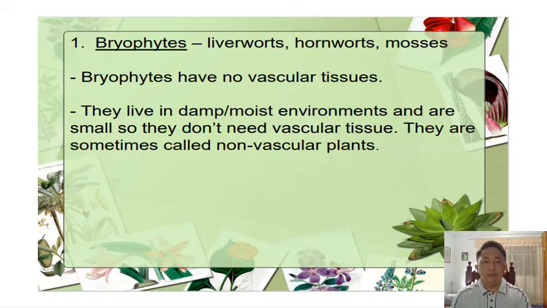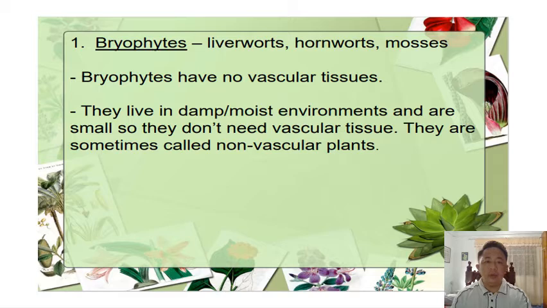The first group of land plants that we are going to discuss this morning are the bryophytes. Examples of your bryophytes are the liverworts, the hornworts, and the mosses. So kung maalala nyo nung nakaraang talakayan natin, pinakita ko sa inyo yung mga larawan ng mga liverworts, hornworts, and mosses and some of their spot characteristic.